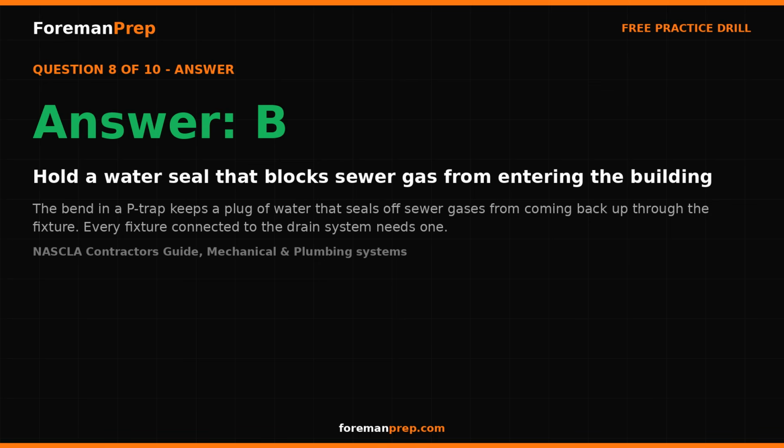The correct answer is B, hold a water seal that blocks sewer gas from entering the building. The bend in a P-trap keeps a plug of water that seals off sewer gases from coming back up through the fixture. Every fixture connected to the drain system needs one. Reference NASCLA Contractor's Guide, Mechanical and Plumbing Systems.